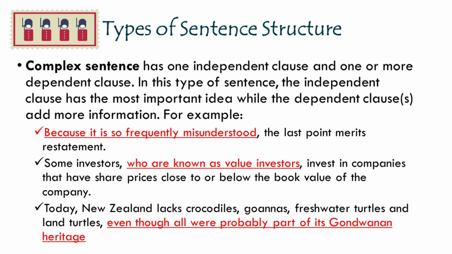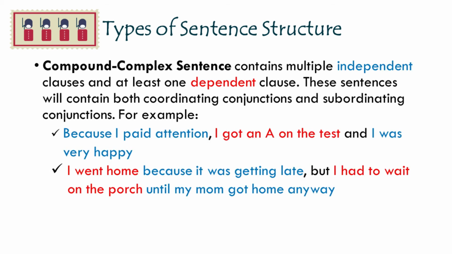3 is complex sentence. A complex sentence has one independent clause and one or more dependent clauses. Unlike compound sentence, the clauses do not have equal importance. The independent clause has the most important idea, while the dependent clauses add more information. For the example on the graphics, the red and underlined clauses belong to dependent clauses which need an independent clause to make a better complex sentence.